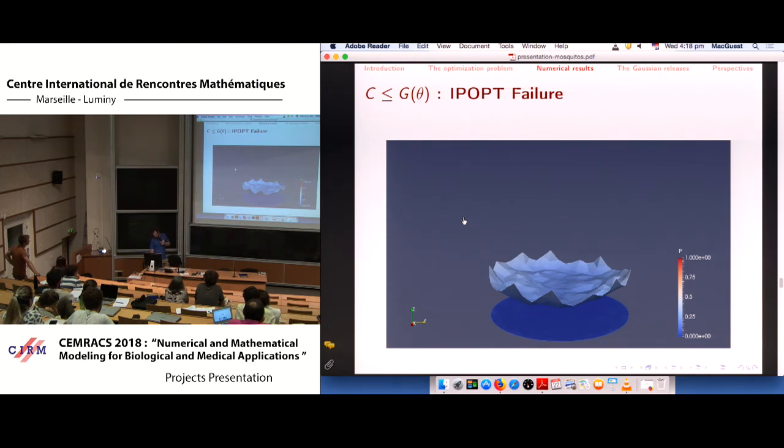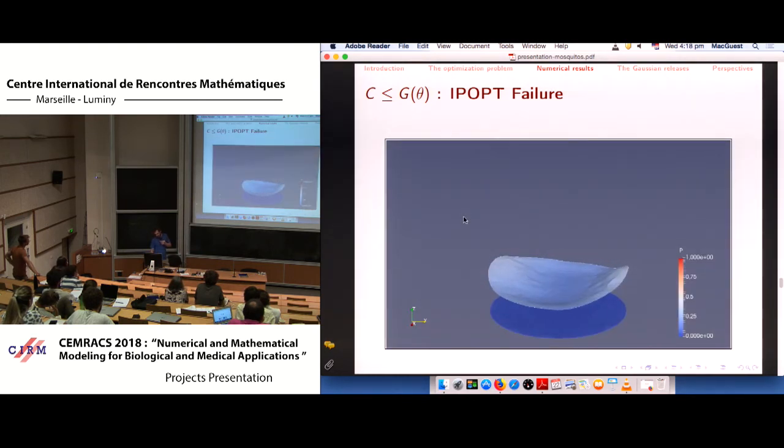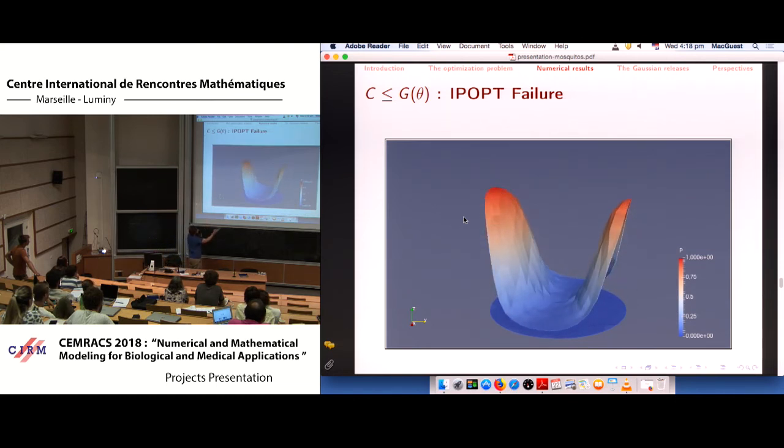And the frustrating thing is that the solution that we get is kind of interesting, because it looks really like 2 releases on the side. So there are 2 releases on the side, they grow, and then you have traveling waves that invade the whole domain.